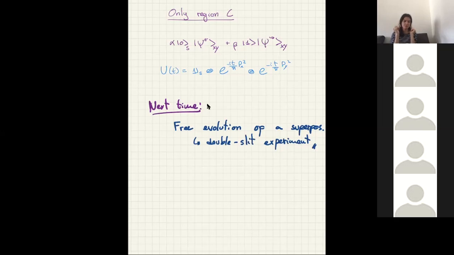Okay. But we already did free Hamiltonians. We looked at non-interacting Hamiltonians in general. Then we looked at an example of an interacting Hamiltonian, in particular, one that can be used for measurements. Okay, and then next time we'll look at the double slit experiment. And the nice thing is that we'll use again the modular momentum for this.